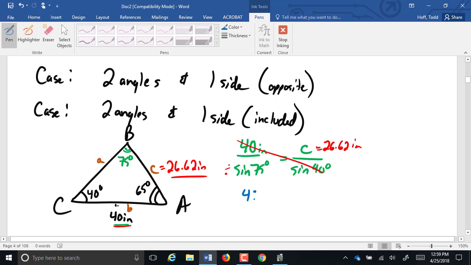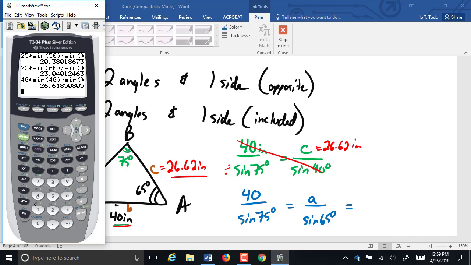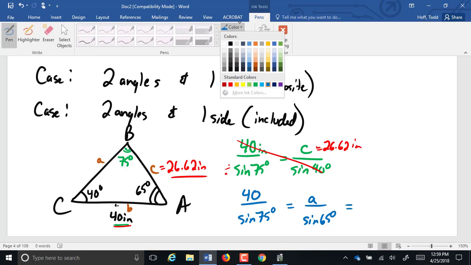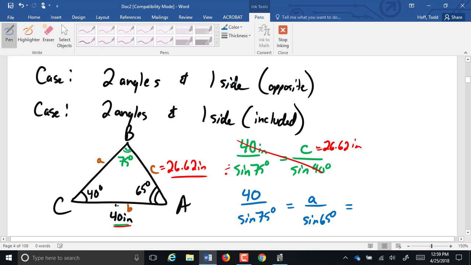To find side A, we're going to go back to that 40 over the sine of 75. That is our side and opposite angle that we know. And we're going to find A over sine of 65. Now 65 is between 75 and 40, so we know that hopefully this will give us a length in between those other two lengths. 37.53. And that is comfortably in between those other two lengths.